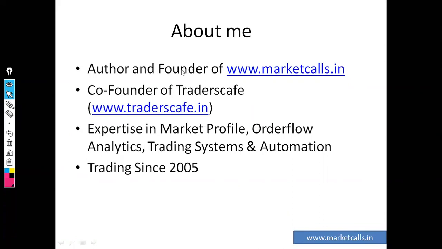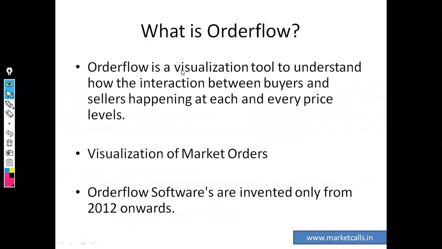So what exactly is order flow all about? Order flow is a kind of visualization tool. It tells you what the buyers and sellers are doing in the markets and how the interaction between buyers and sellers is happening at each and every price level. If you look at candlesticks, say 5-minute candlesticks, you can only fairly assume that this candle is controlled by the buyer, that candle is controlled by the seller. But how do you know? How do you put a microscope into the candlestick and know at each and every price level who is controlling those levels?